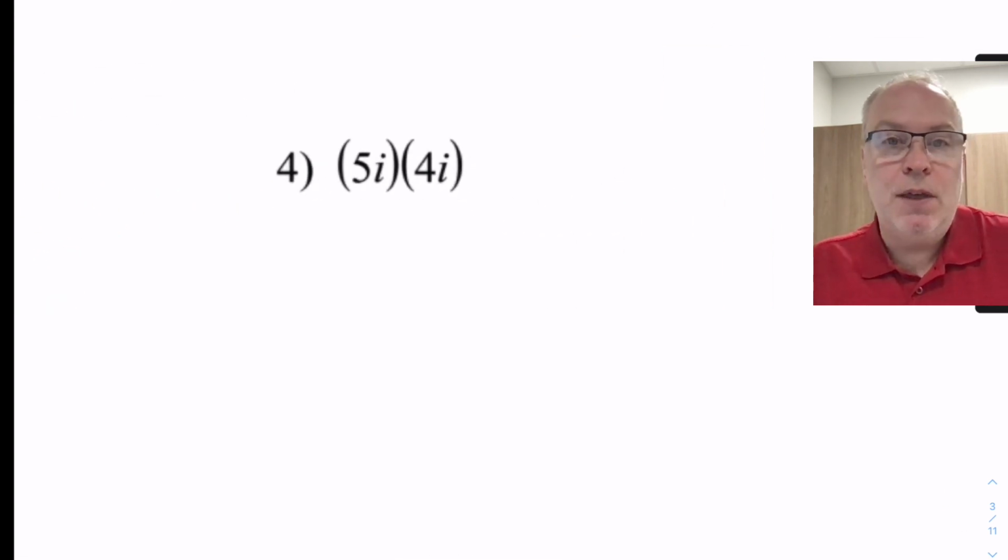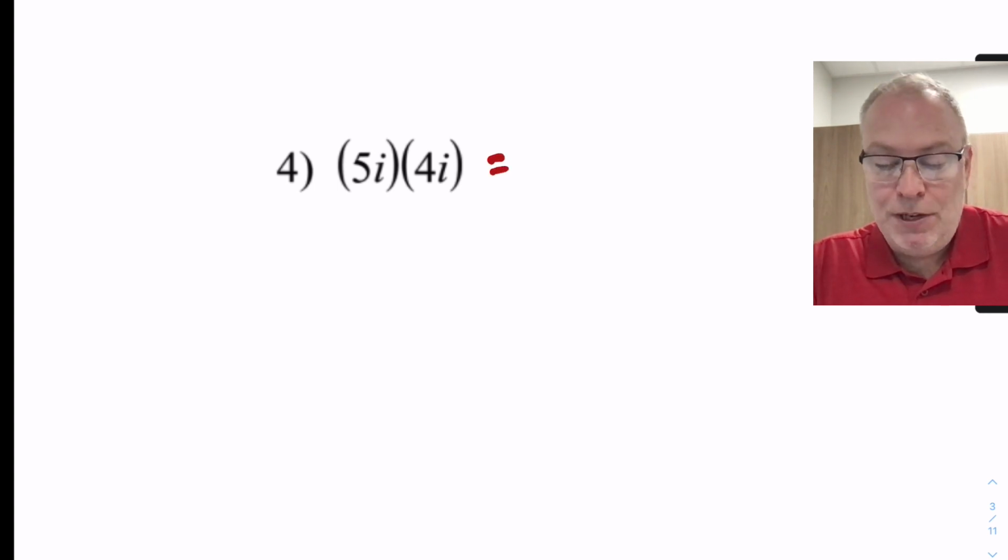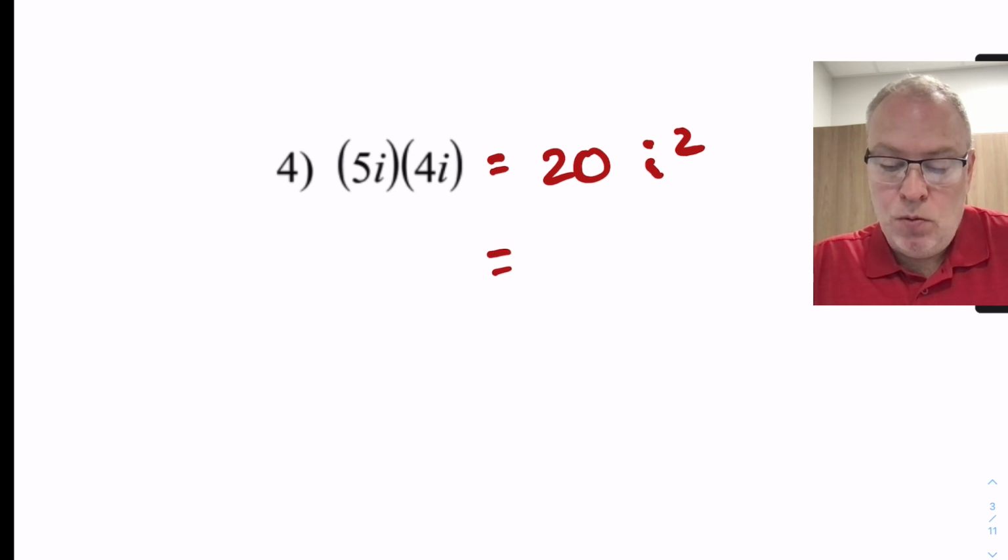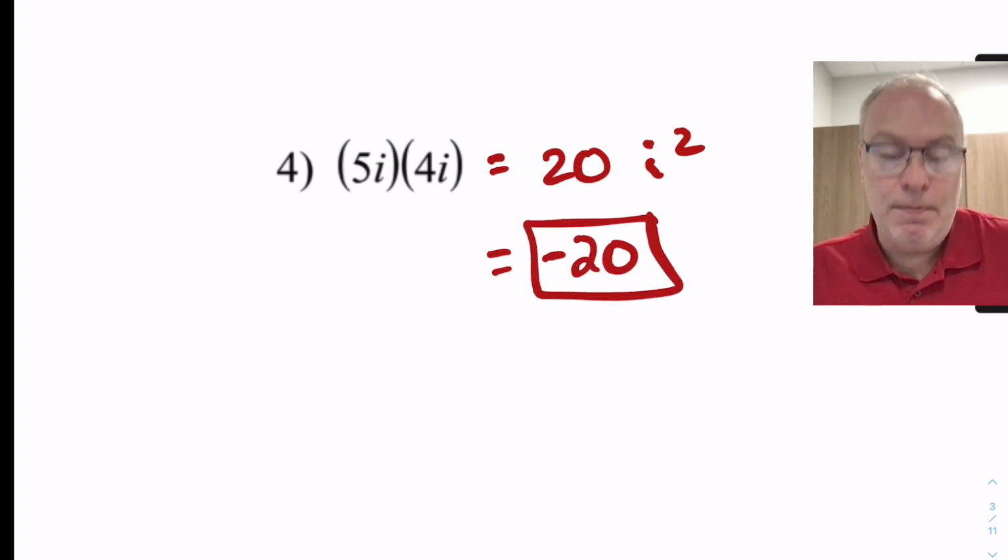Number 4, same thing, right? We got i times i. So this would be 20 i squared, and that would equal -20 because i squared is -1, right?